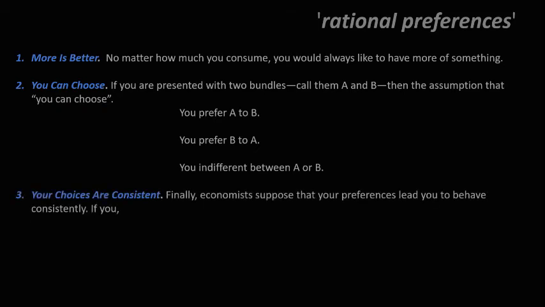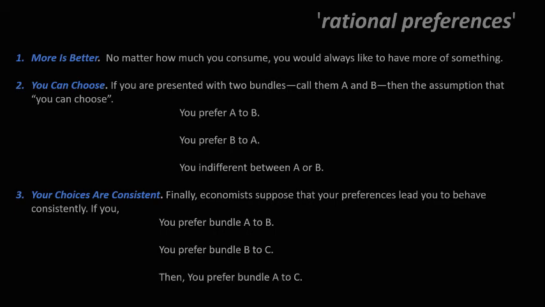And the last one is that our choices are consistent. What this means is if we prefer A over B, and we prefer B over C, then we must prefer A to C. And these are the 4 key assumptions that we make regarding our decisions to maximize our utility.